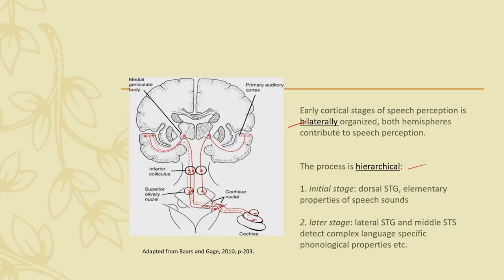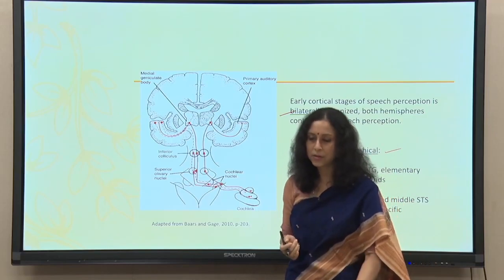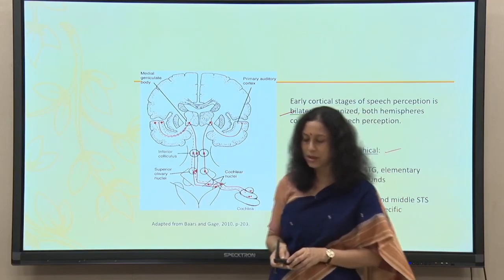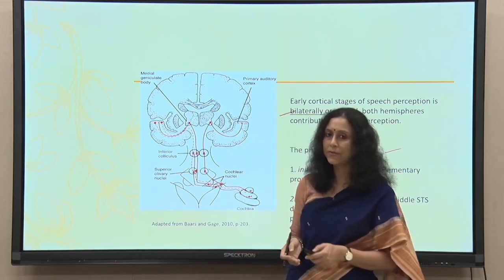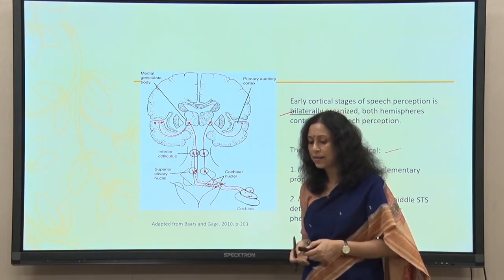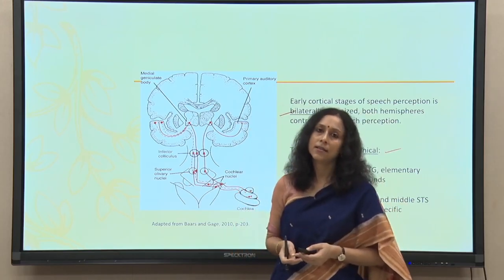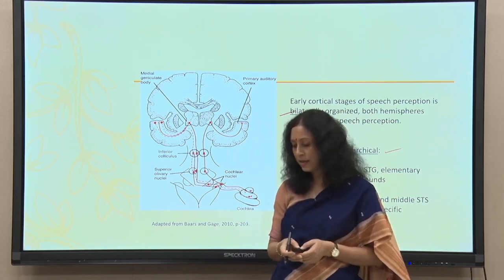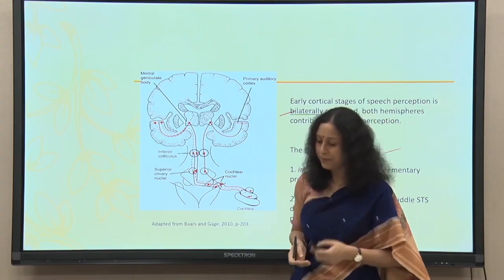Bilaterally organized means that it is found in both hemispheres. It is not only the left hemisphere that works. We receive signals from both ears, and the signals travel through the hair cells to the cortical region that is responsible for processing. So, it happens on both sides, though the left hemisphere has a slightly higher advantage. This is why we also see a right visual field and right auditory field advantage in the case of laterality in brain functions.